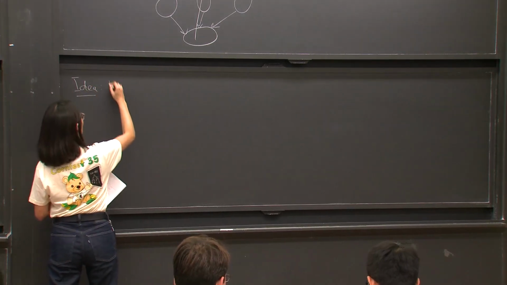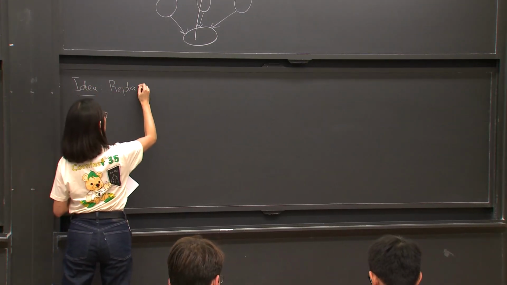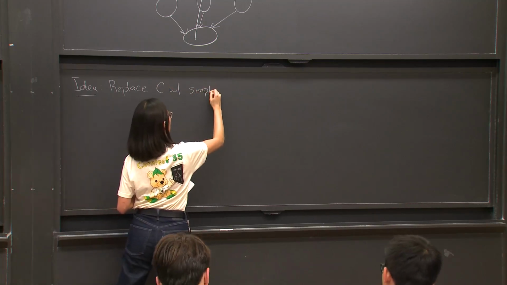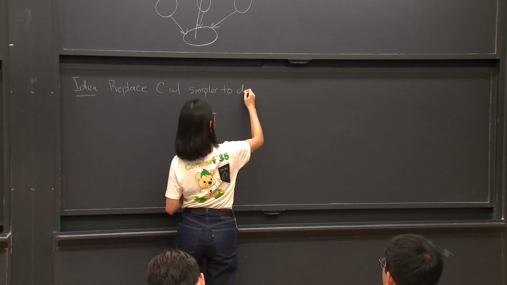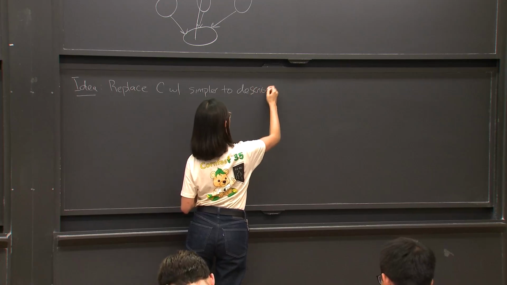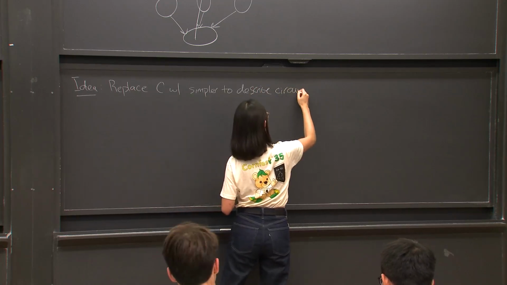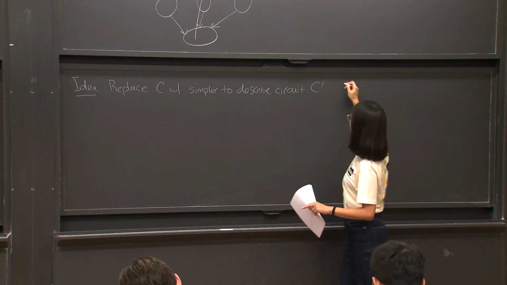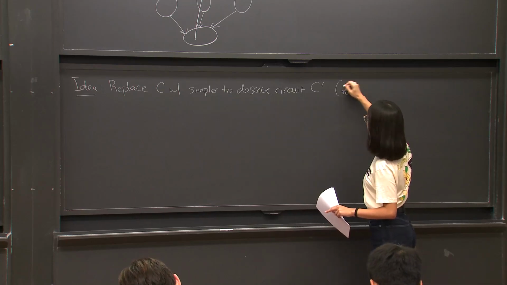So idea, replace C with a simpler to describe circuit. And by simpler to describe, I just mean that add and mult should be easily computable.